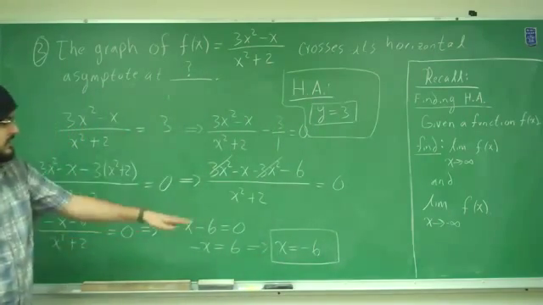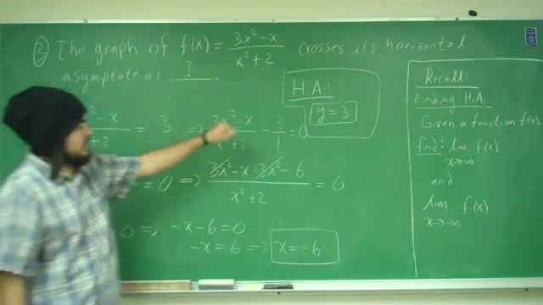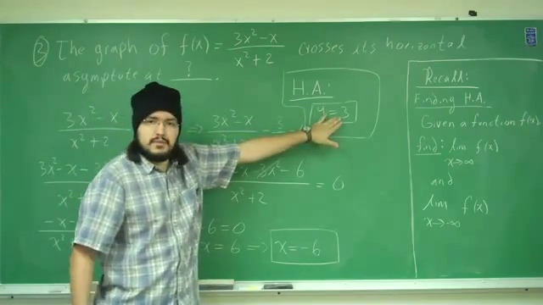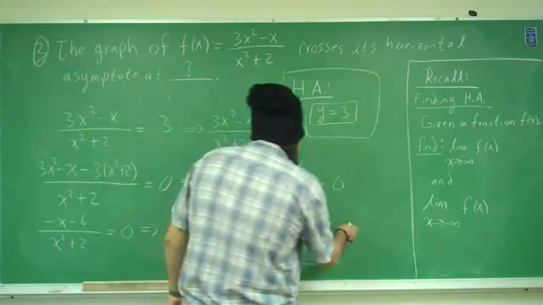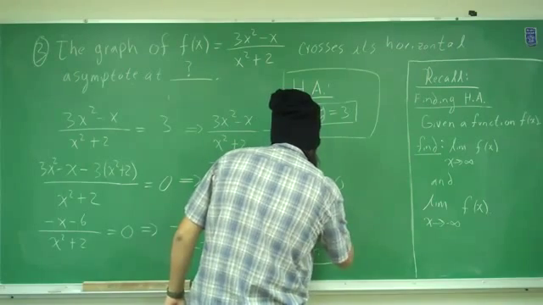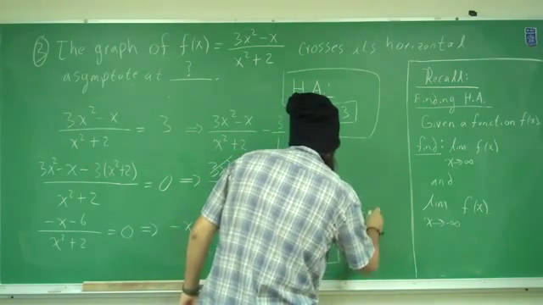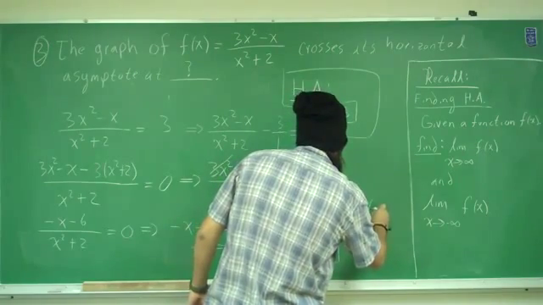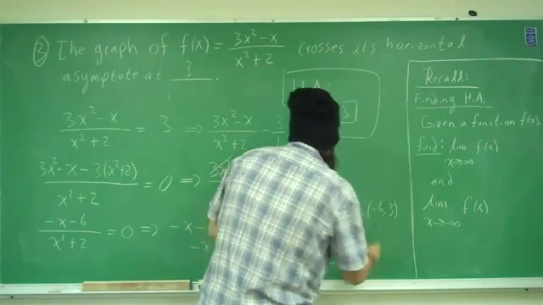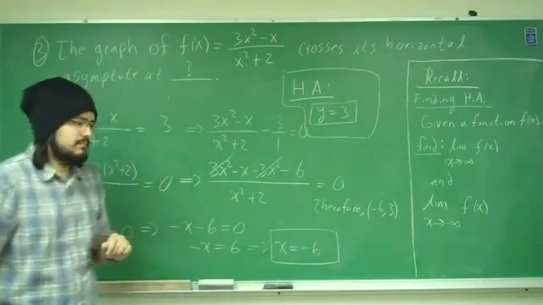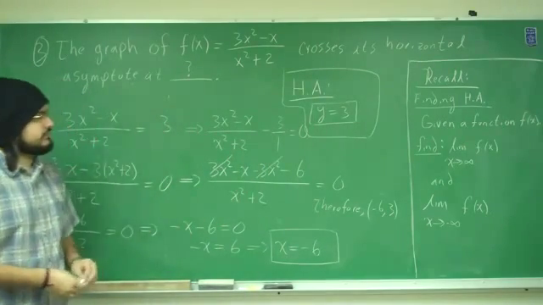So therefore at x equals negative 6, the graph will have a y value of 3, therefore it will cross. So the point (negative 6, 3) exists on this graph and it crosses right at that x value, negative 6.